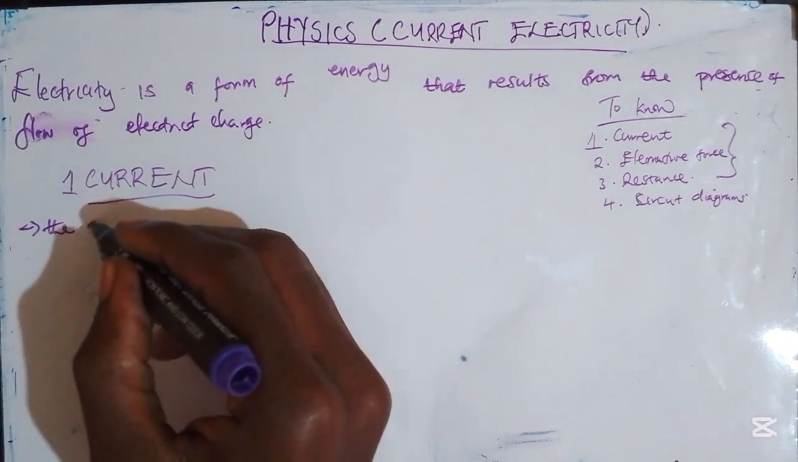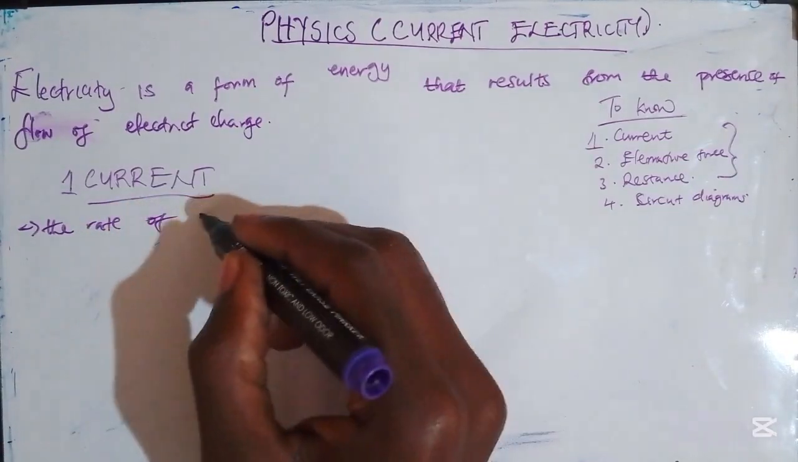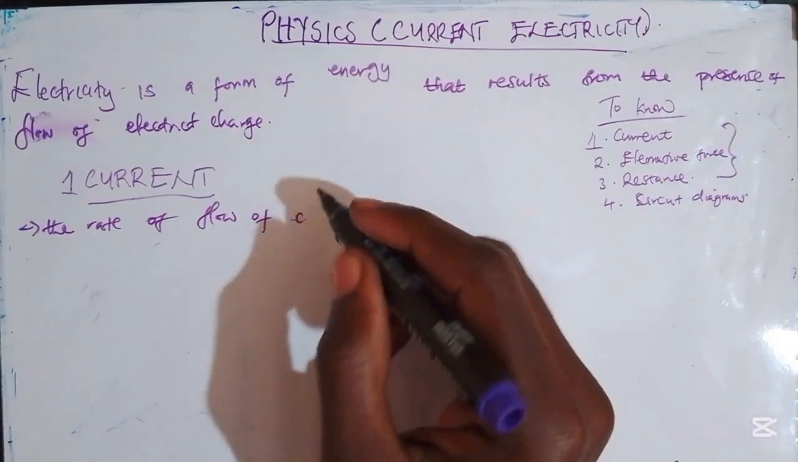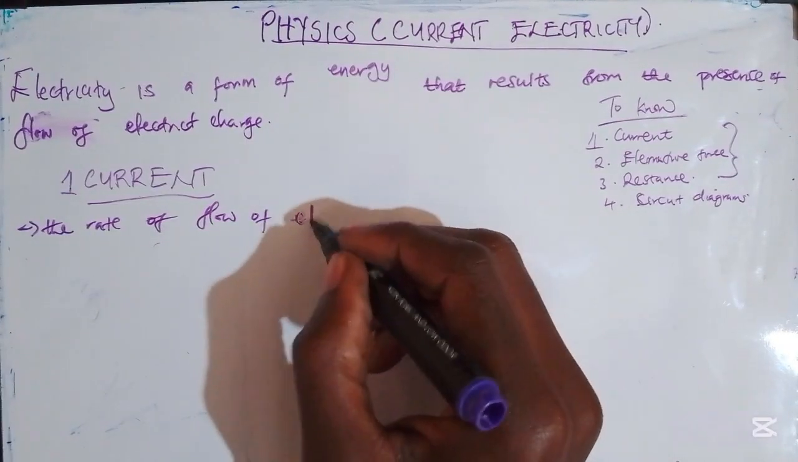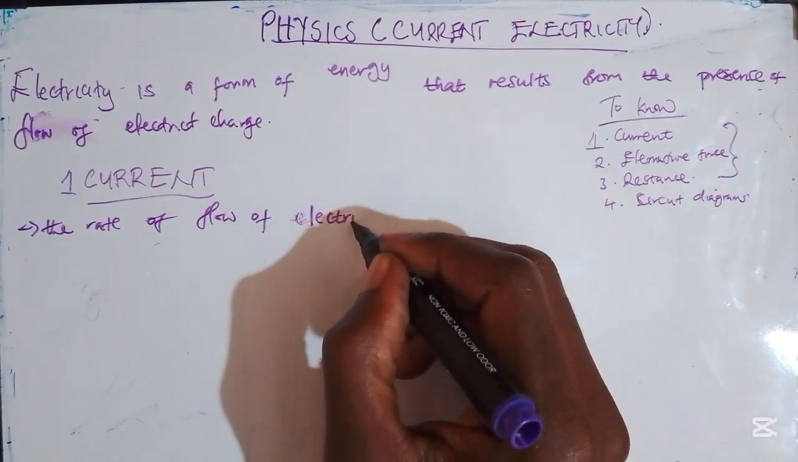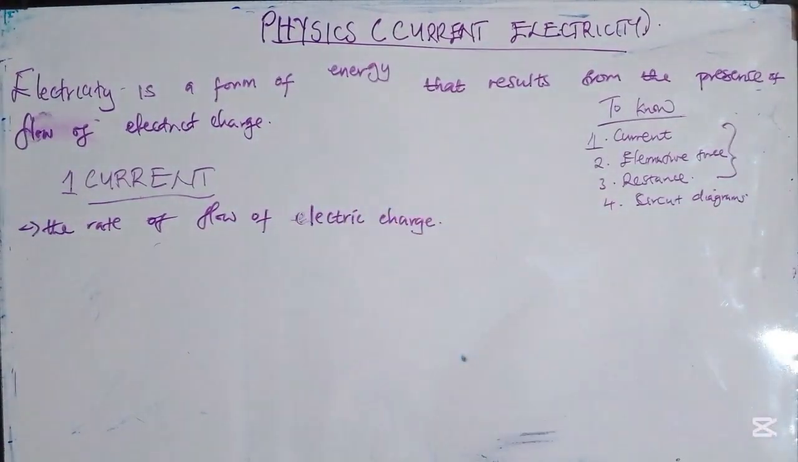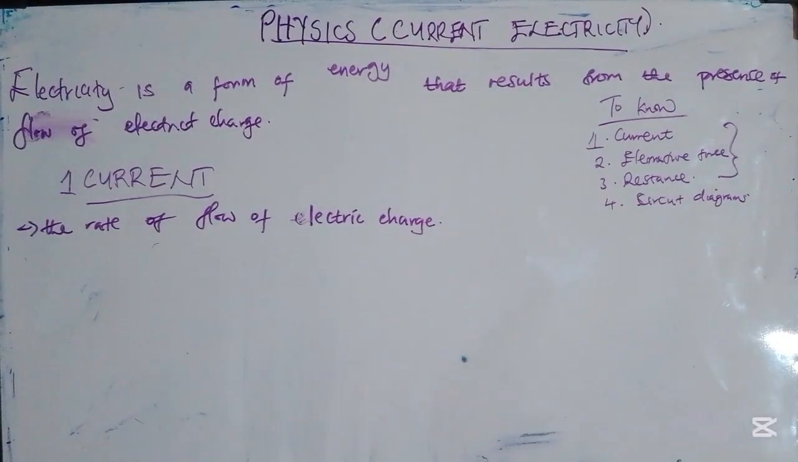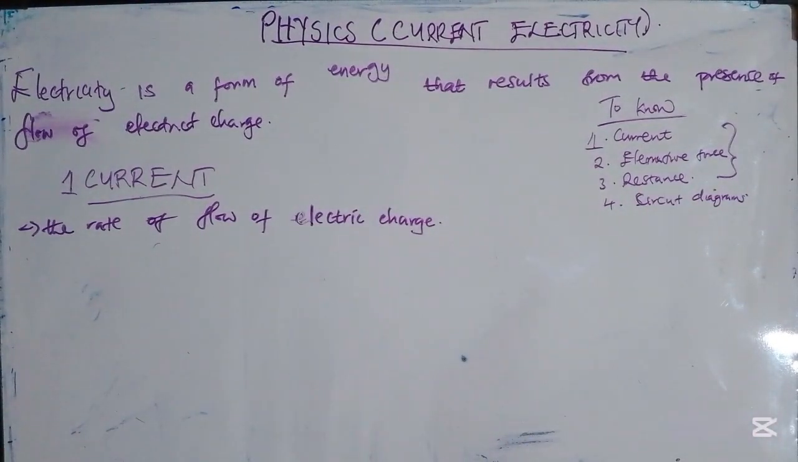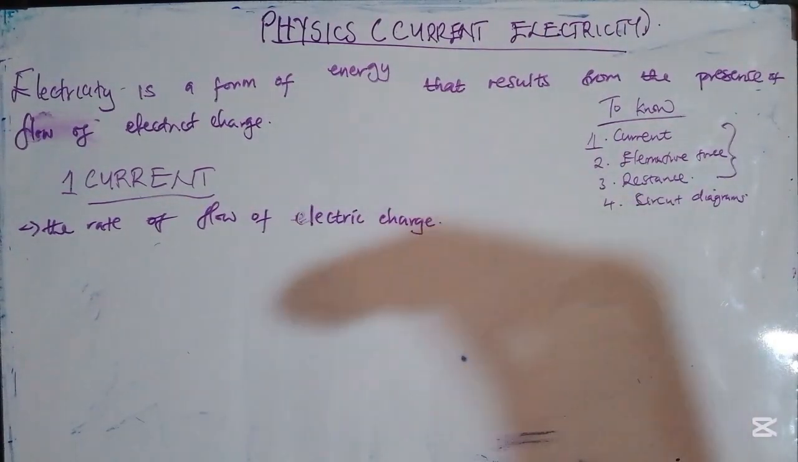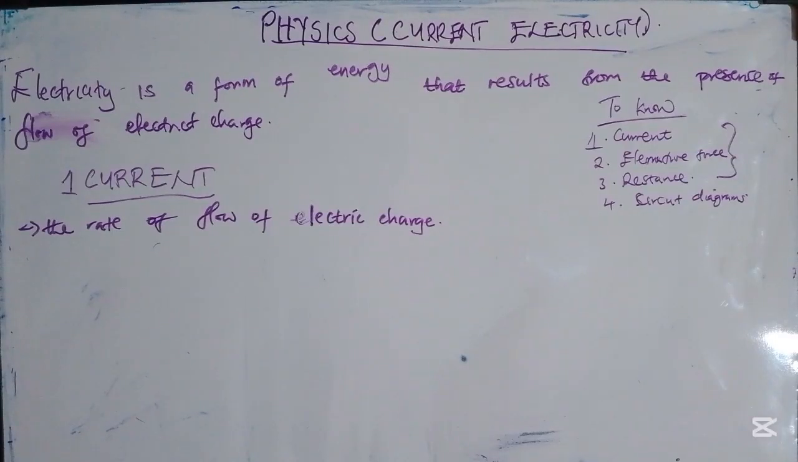So this is just the rate of flow of electric charge. You have to know that current is the rate of flow of electric charge. When you're talking about the rate, they're telling you the time it takes for the electric charge to move from the socket into your phone.